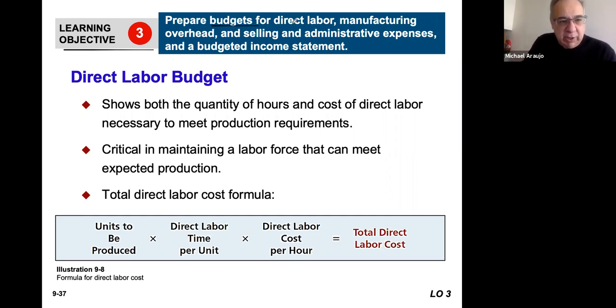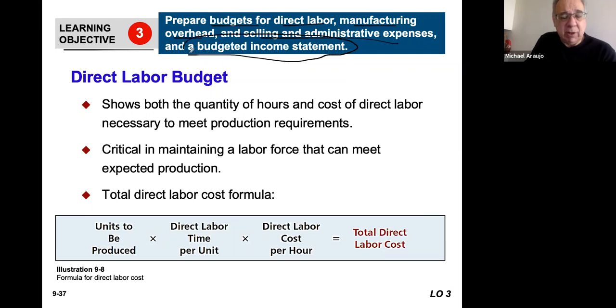Learning objective 2. So after the sales budget and the production budget, and the direct materials budget, we have to figure things out for direct labor. We have to figure things out for manufacturing overhead. And then we have selling and administrative expenses.